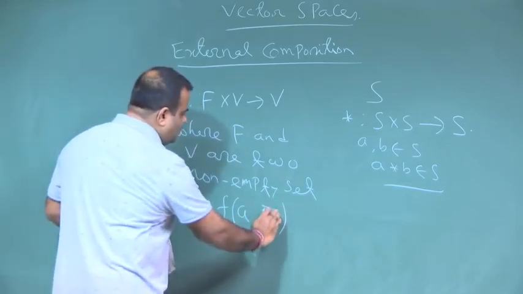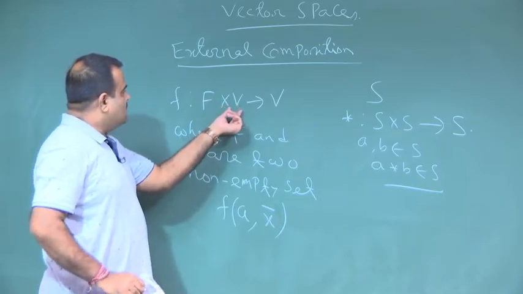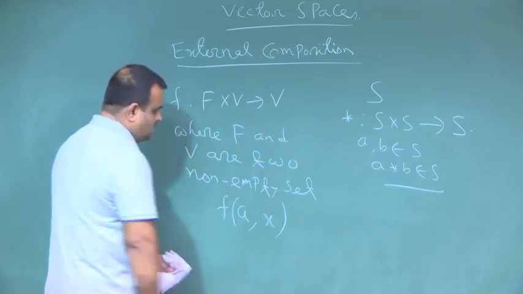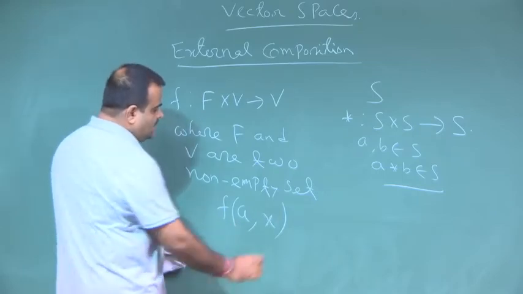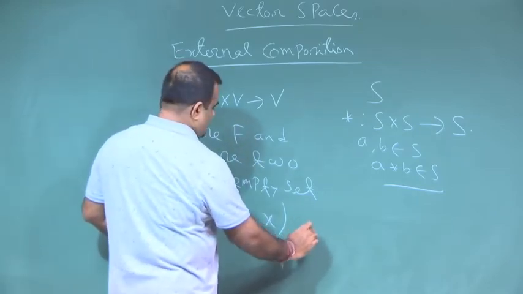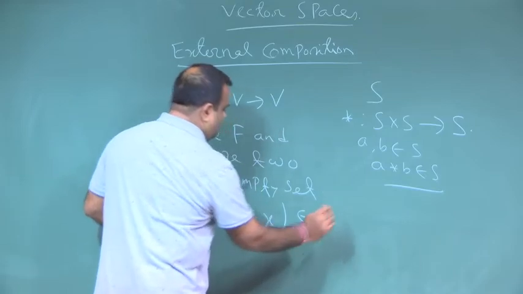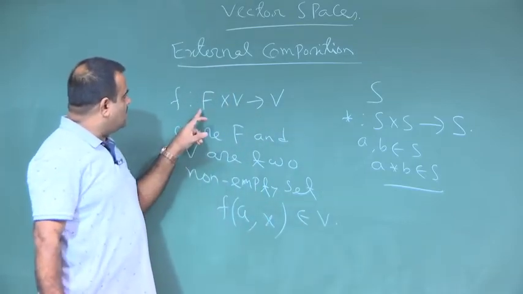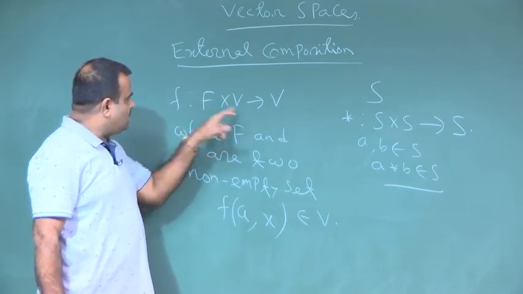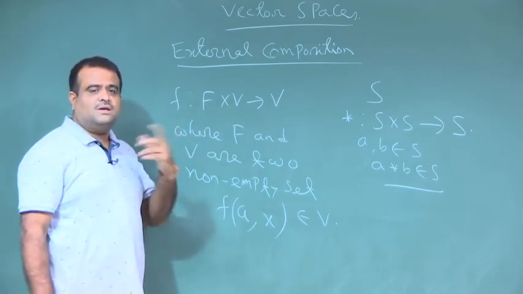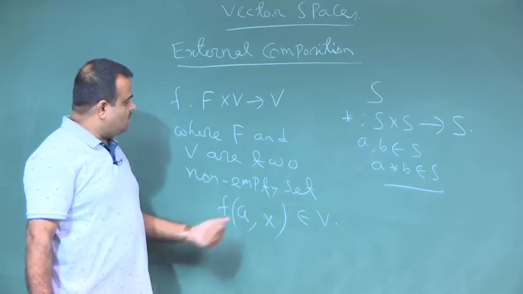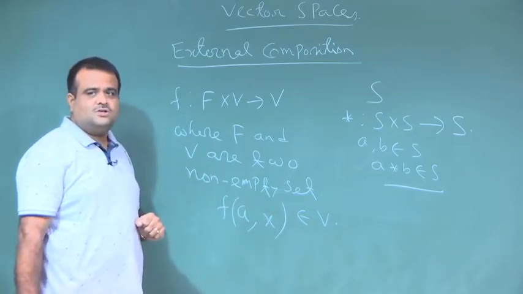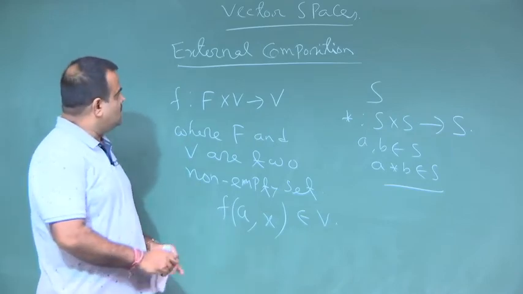Usually this is called a set of vectors, that is why we use this, but if you do not like it, you can just use x, so a x will be a member of V. So, basically we take two sets f and v, and if we operate, it will give us an element of v. This is called external composition.